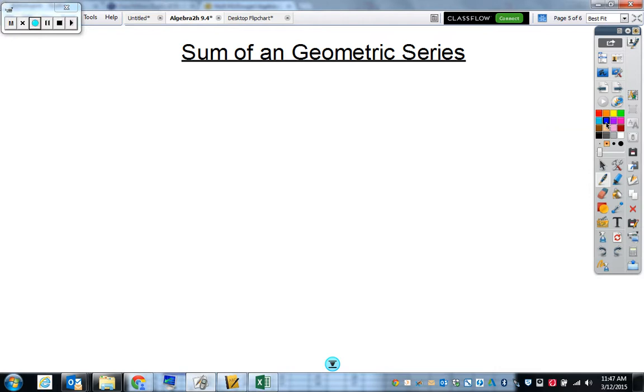Okay, so on the board it says a sum of a geometric series, but before we do the sum of a geometric series, we're going to do one really quick, really easy thing. And you learned this in geometry. It's called geometric mean.